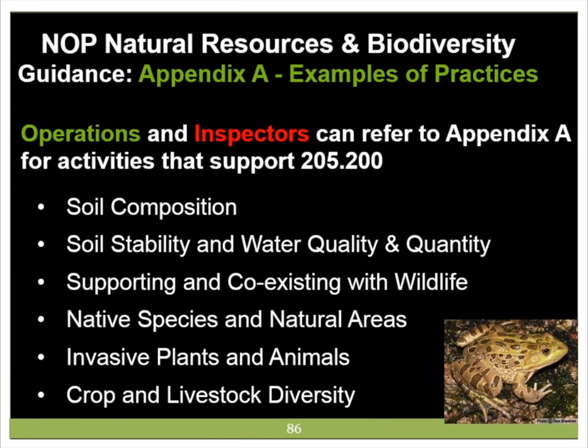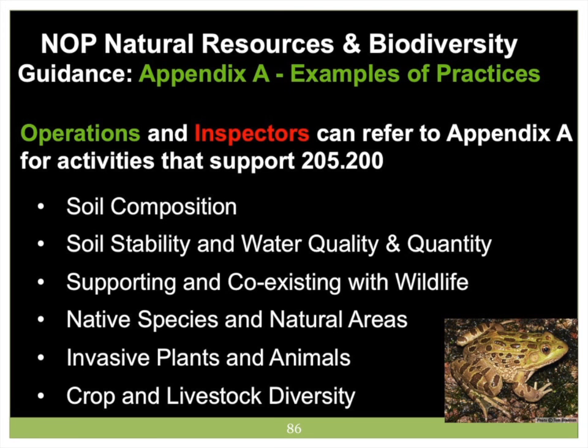In the appendix of the guidance, as I mentioned, there are lots of good examples that operators and inspectors can get ideas from, and it covers activities such as soil composition, soil stability, water quality and quantity, supporting and coexisting with wildlife, native species and natural areas, invasive plants and animals, and crop and livestock diversity.